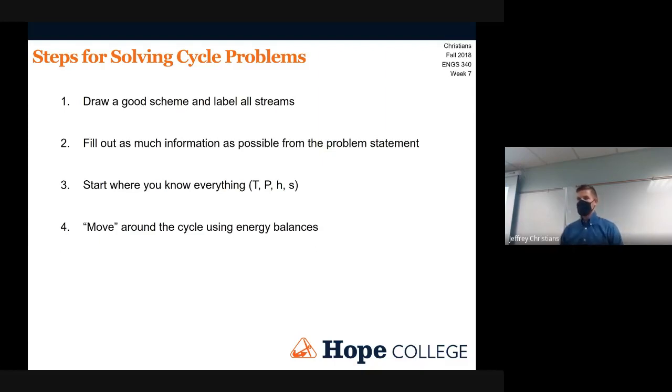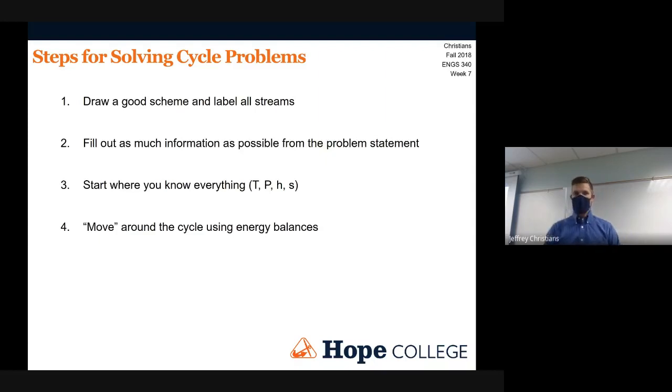So it might help to go over how we actually do that. There are some opportunities to do that, both in the homework and in some of the exam study materials. How do you take this text and draw one of these block diagrams, one of these pictures that we've been using? Draw a good picture, label all the streams, 1, 2, 3, 4, 5, 6, 7, however many there happen to be.